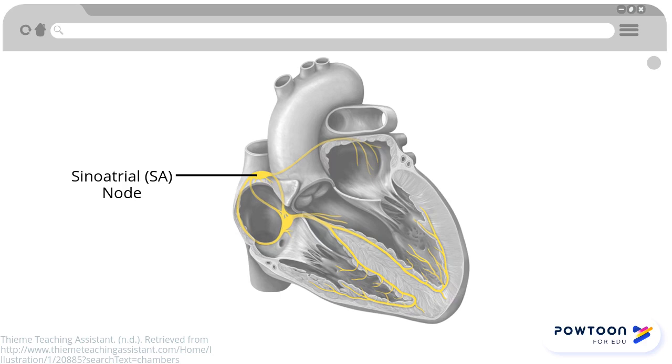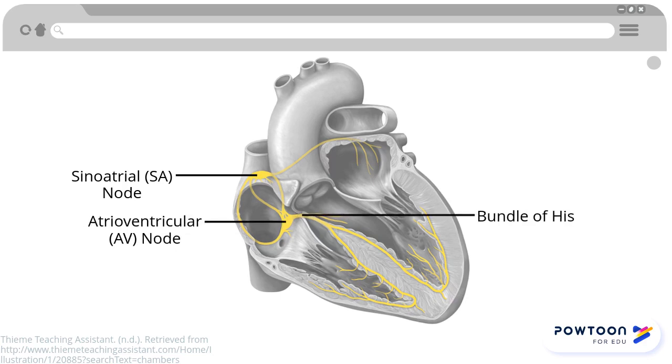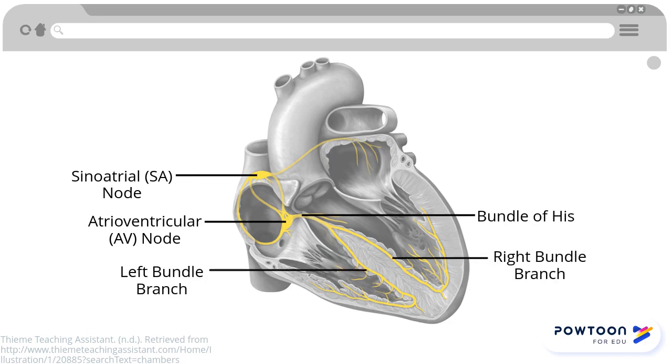Contraction of the heart begins with the SA node initiating the electrical signal and traveling through the atrioventricular node, followed by the bundle of His into the Purkinje fibers and the bundle branches. This will allow the heart to contract in rhythm.